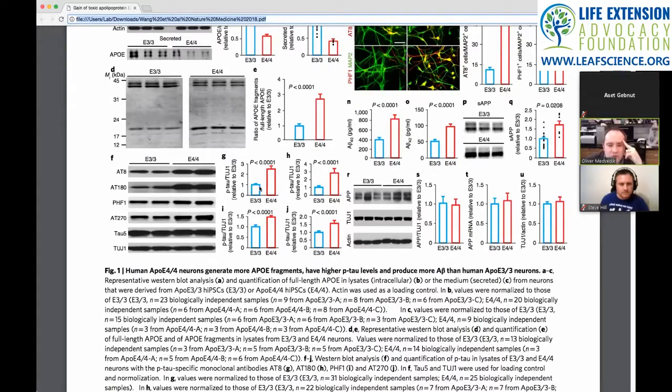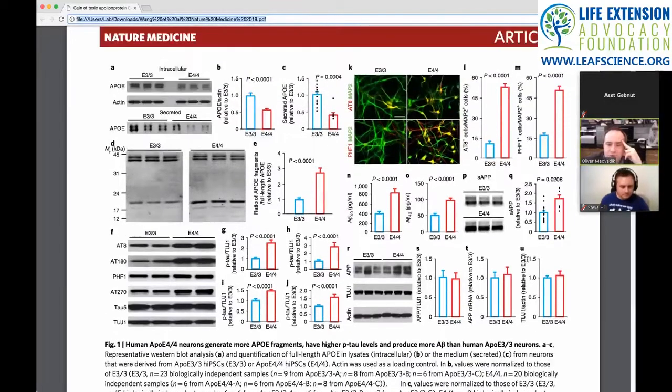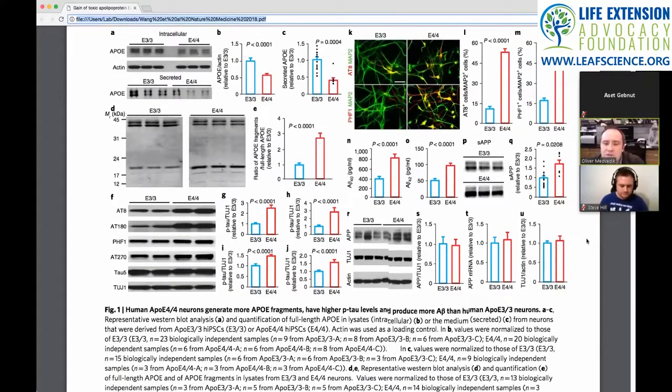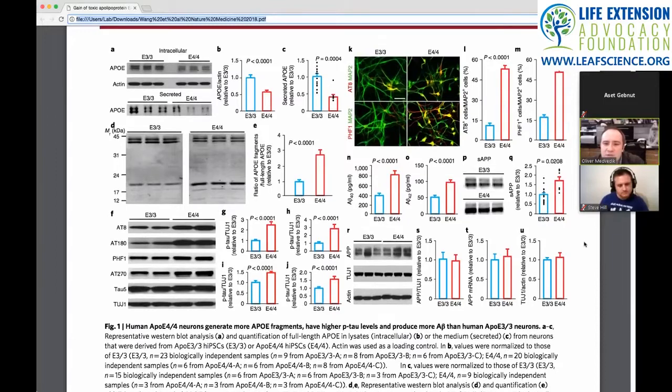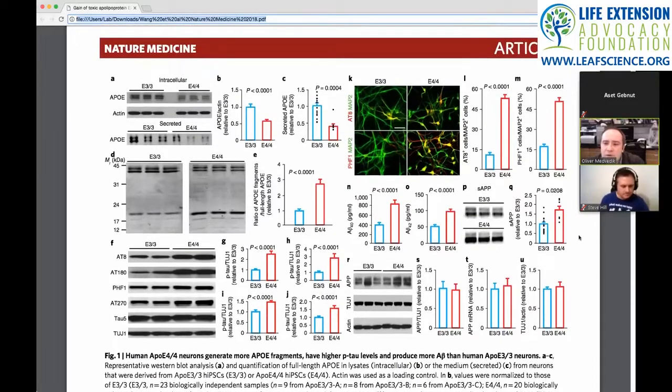And here is just a bar graph that quantifies all of this, with p-values. So very low p-values, so we're confident that this is real. So more phosphorylation is seen throughout E4. These are the neurons that they generated from patient cells, so they want to characterize these to show that they're performing as expected.